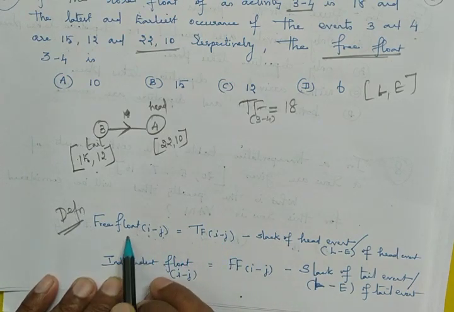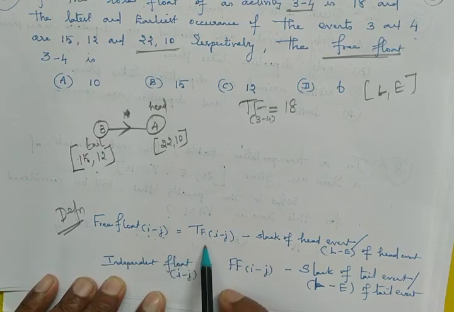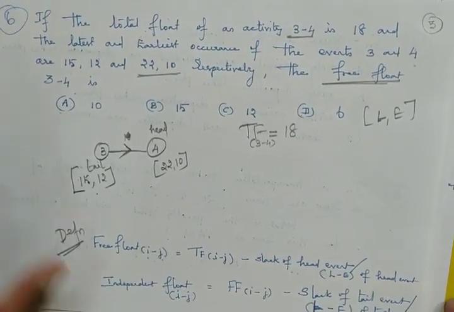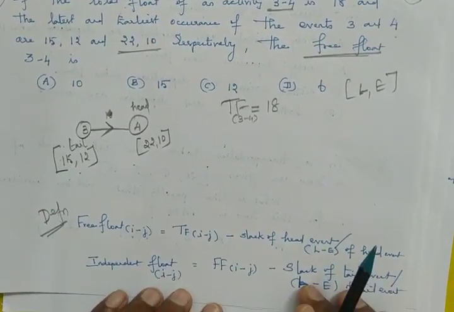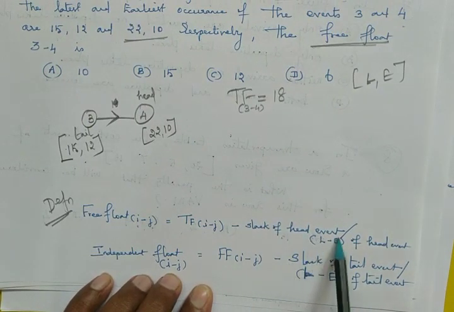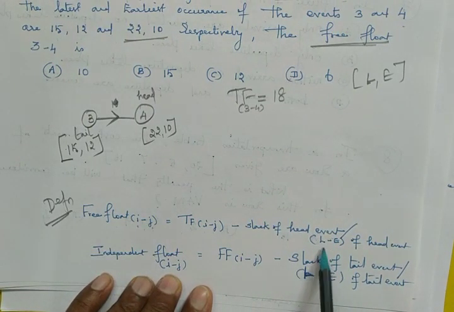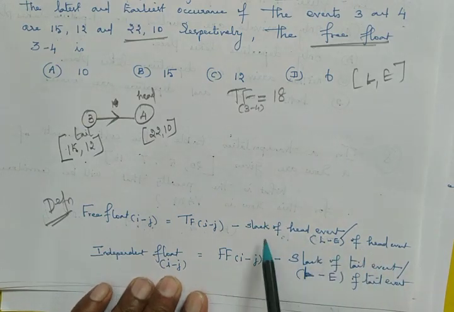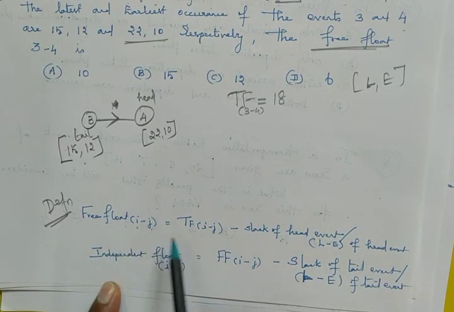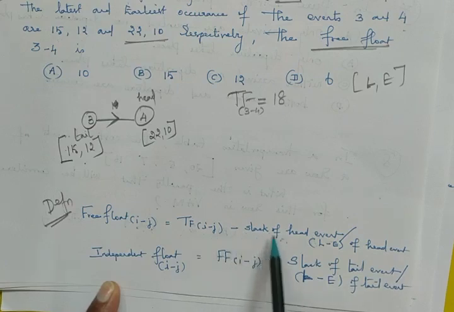If you want the free float of I to J, first be very clear about the total float of I to J. By knowing this you can find it. Free float is the total float of I to J minus the slack of the head event. Slack means latest minus earliest, L minus E. It is nothing but the difference of L minus E.